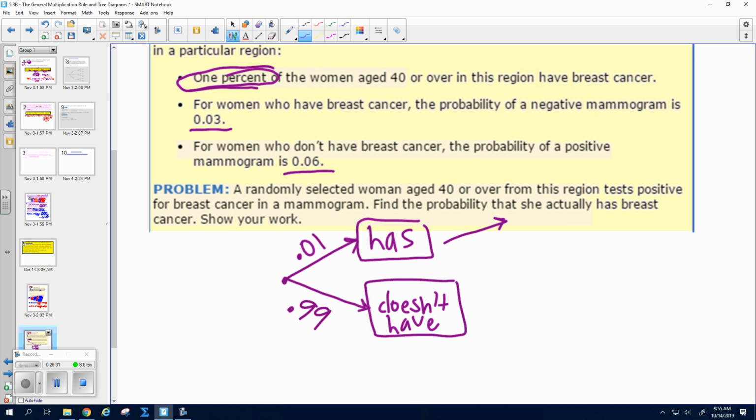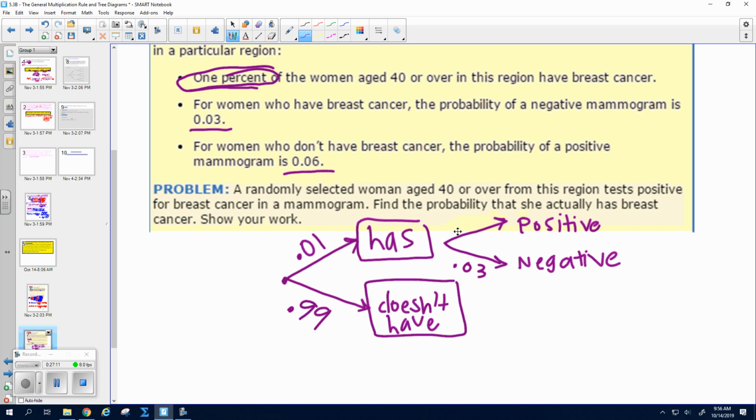All right, now we got to build off of this. You either get a positive test result or you get a negative test result. Even if you have it, you can get a negative test result, okay? That's what this is trying to tell you. So for women who have breast cancer, the probability of a negative mammogram is 3%. So Sam, what goes here? Yes, 0.03. For the people who have it, there's a 3% chance of getting a negative result, which would be wrong, right? And so, Sophia, what's the chance of getting a positive result here?